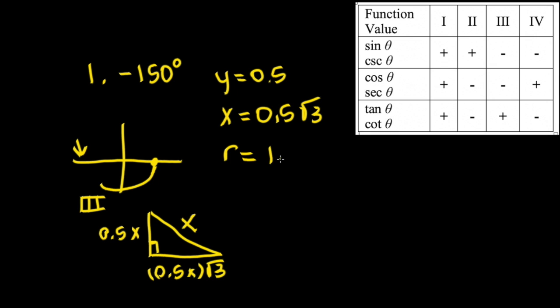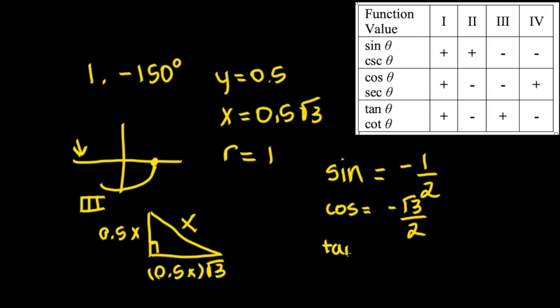Okay, let's go ahead and check all of our answers now. So like I said before, sine of negative 150 degrees equals negative 1 over 2. Cosine of negative 150 degrees is going to equal negative the square root of 3 over 2. Tangent of negative 150 degrees is going to equal the square root of 3 over 3.